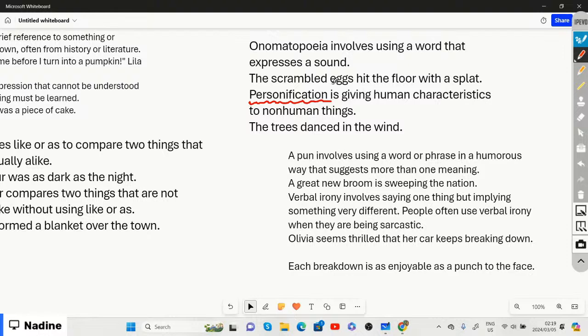All right. So then we have a pun, right? And a pun involves using a word or a phrase in a humorous and funny way that suggests more than one meaning, right? So a pun has more than one meaning. A great new broom is sweeping the nation.